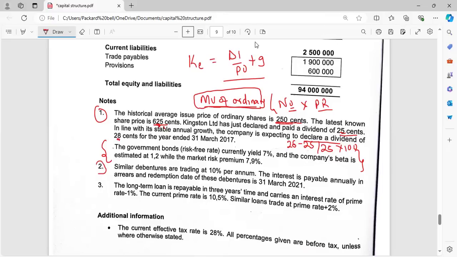They say similar debentures are trading at 10% per annum. This is another key area where I always see challenges. They say similar debentures are trading at 10% per annum. The interest is payable annually in arrears, and the redemption date of these debentures is 31. You can see here they are redeemable debentures, so we're going to use the present value and all those things. But here, always look at this. Similar debentures, that's the percentage that you are going to take. This is the cost of capital.